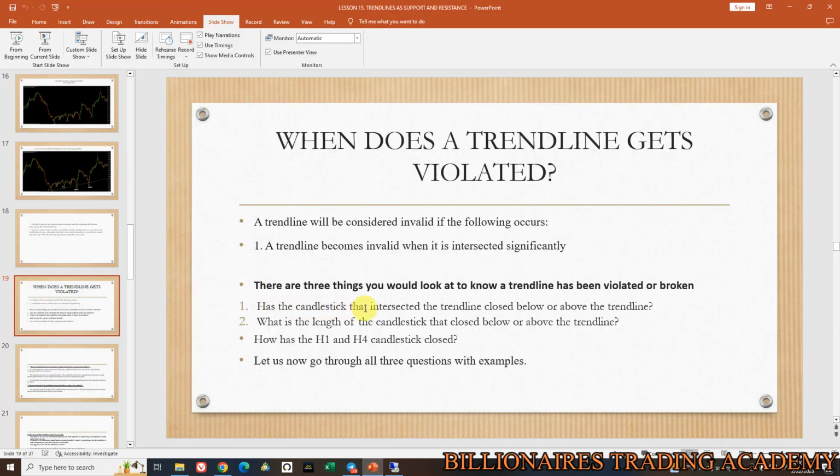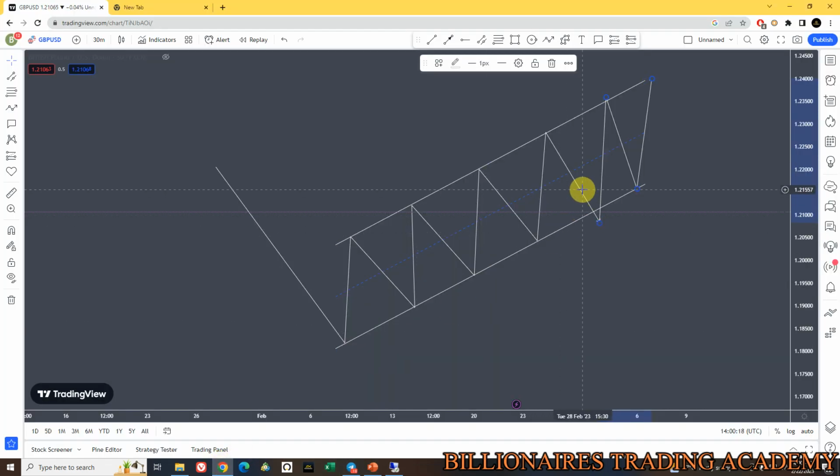You need to look at the candlestick that has intersected that trend line. Has it closed above or below the trend line? In this case, if a candlestick goes beyond this lower trend line, now has the candlestick closed below this trend line or above? If it has closed below this trend line, then it is a true breakout. If it has not closed below this trend line, then it's a false breakout.